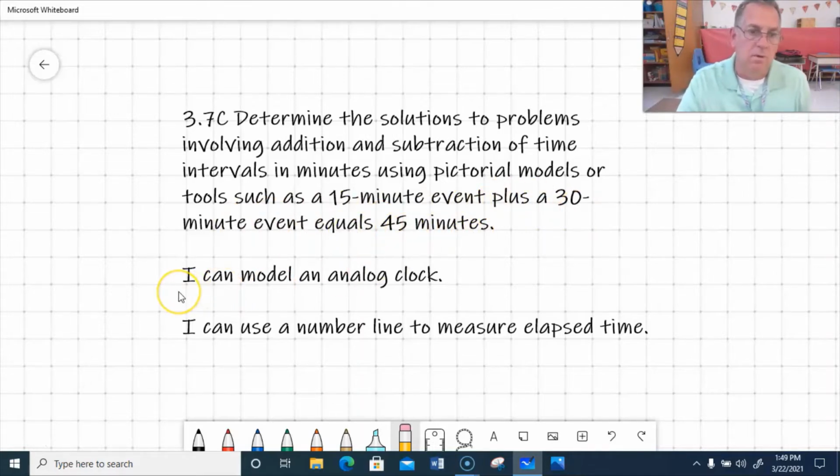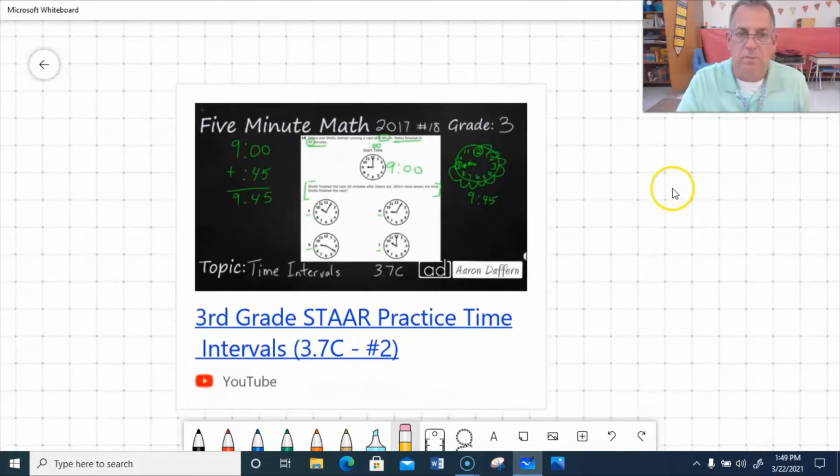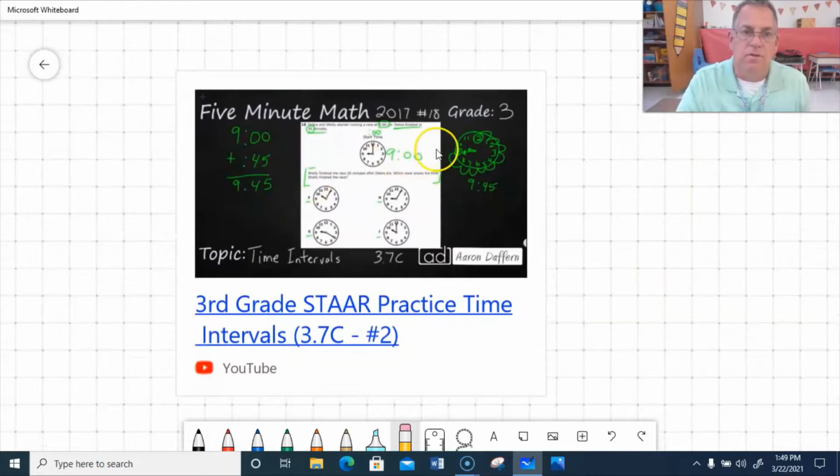What you should be able to do by the end of the lesson is: I can model an analog clock, and I can use a number line to measure elapsed time. We'll go ahead and look at this video from Aaron. He does his 5-minute math videos, and he's going to be talking about question number 18 from the 2017 STAAR test, and it's over the skill that we're talking about today, which is 3.7C. Let's get ready and watch his video.